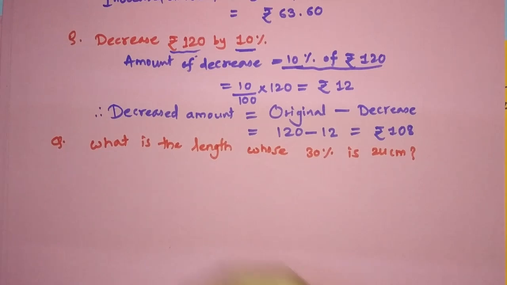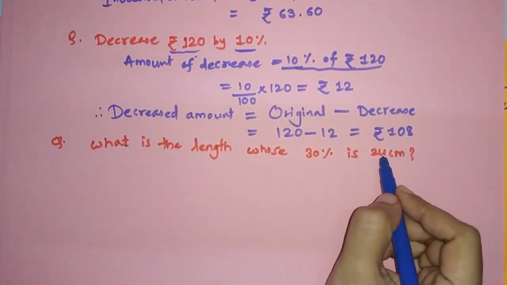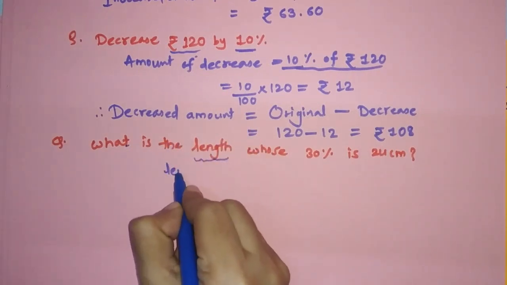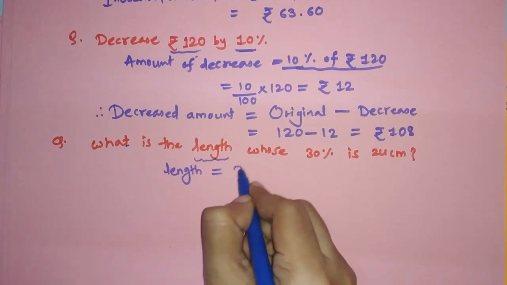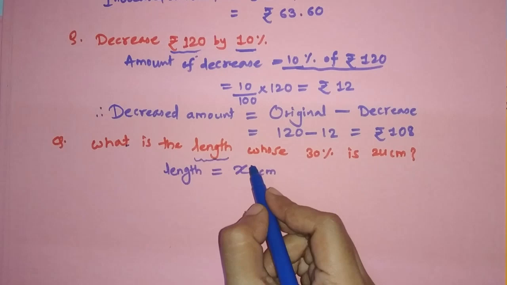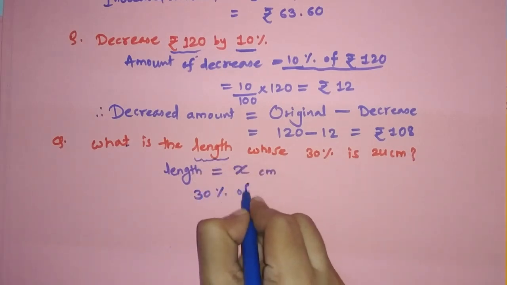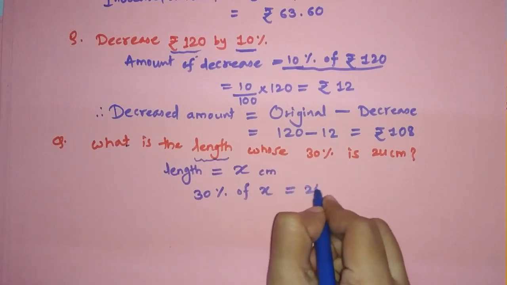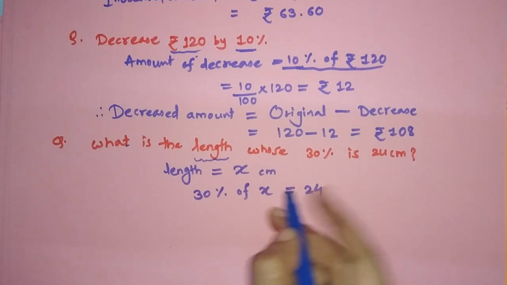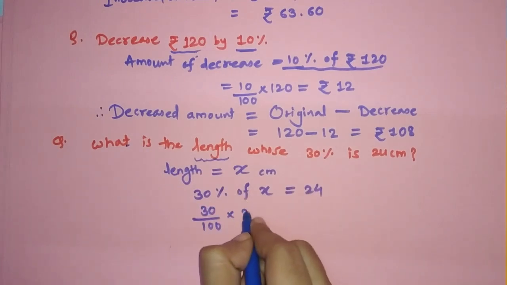So friends, here the next question is, what is the length whose 30% is 24 centimeter? So here we need to find out the whole quantity, that is the length, which is unknown. We'll write down length is equal to x centimeter. We are provided that 30% of this length is 24 centimeter. So we'll write down 30% of this length is 24. So we need to find out the actual length. A part is given. So we'll write 30% as 30 upon 100, and 'of' will work as multiplication here.